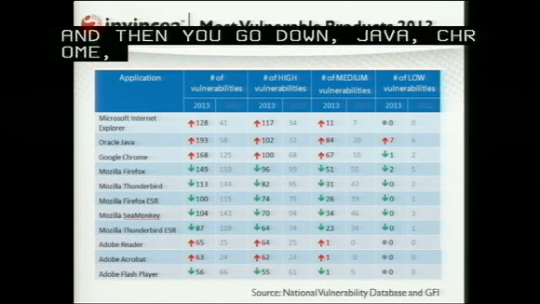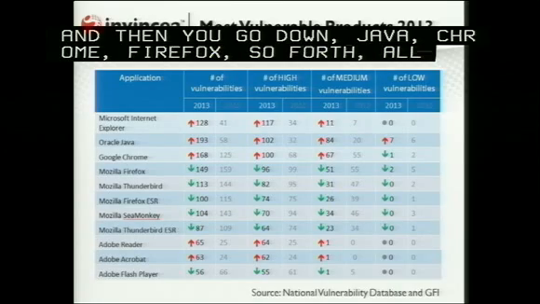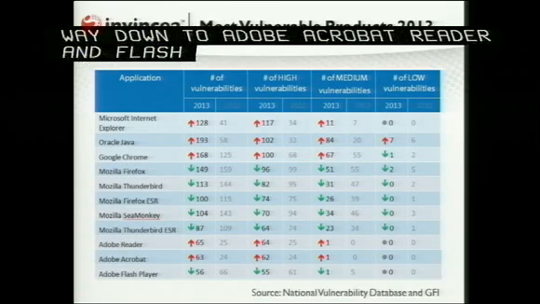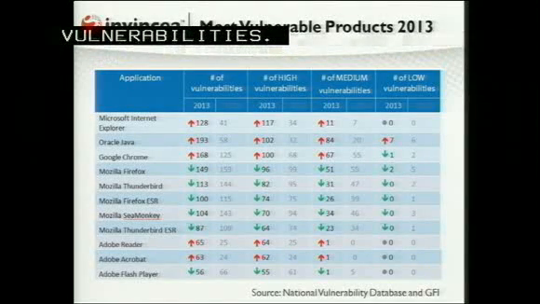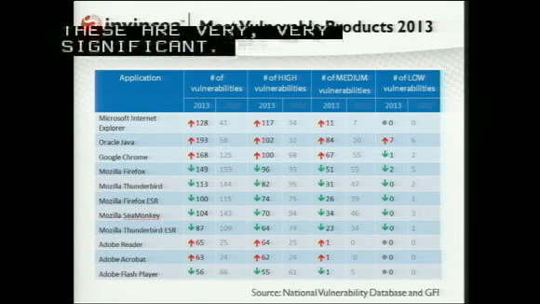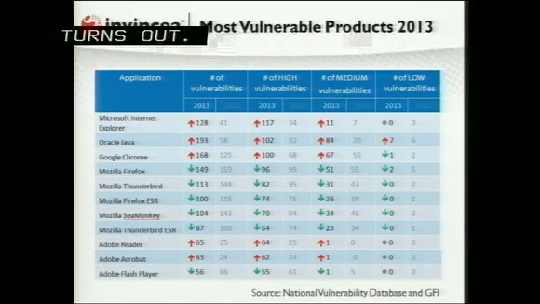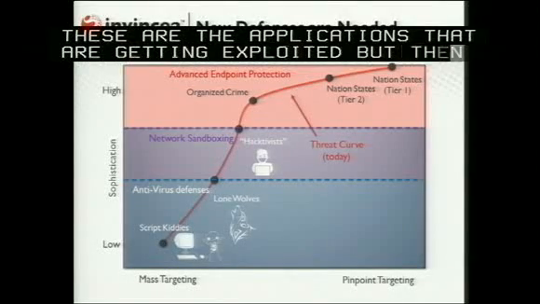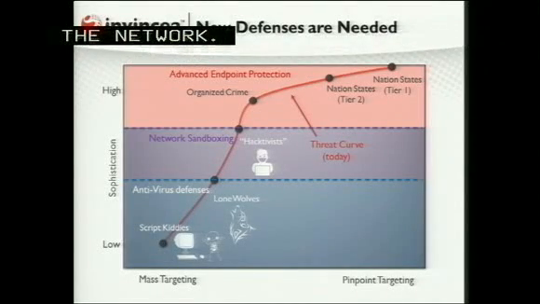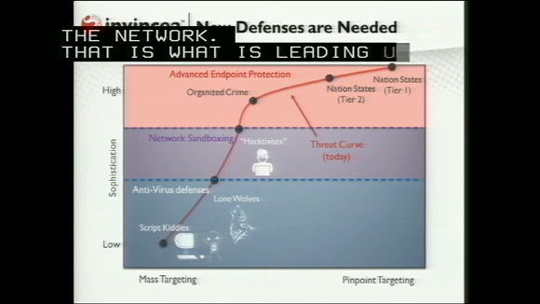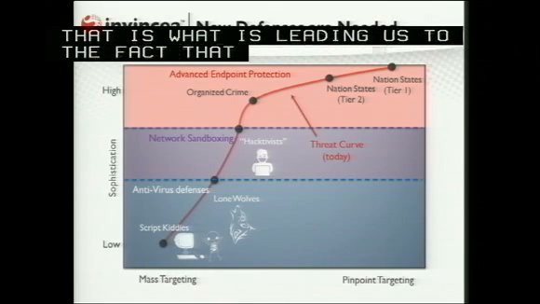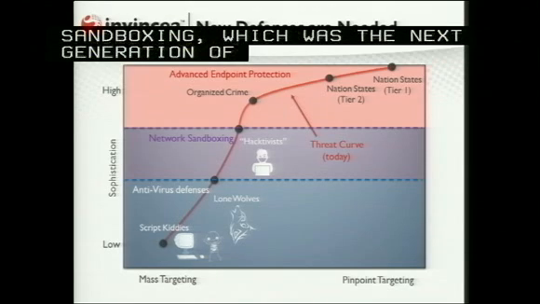And what you can see is, if you look at the number of high vulnerabilities, these are very, very significant. This has actually gotten worse, to be honest, in 2015. So this is your attack surface, it turns out. These are the applications that are getting exploited that then lead to the adversary living on your network. And that's what's leading us to the fact that network sandboxing, which was the next generation of security, is now being largely bypassed by these same adversaries, right?